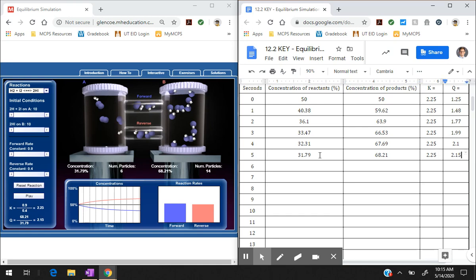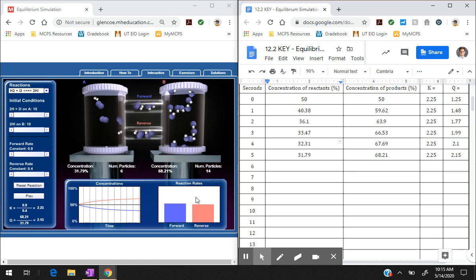So you might have noticed at this point in time that when we first started, we look at our data, the Q value increased significantly for each 1 second that passed. And now we're starting to get to a point where the change is not as great for every 1 second that passed. Same thing if you look at the concentration of reactants, we dipped almost 10% after 1 second, but then we dipped about 4%, and then we dipped only about 3%, and then only 1%. So the rate of change is decreasing as we proceed.